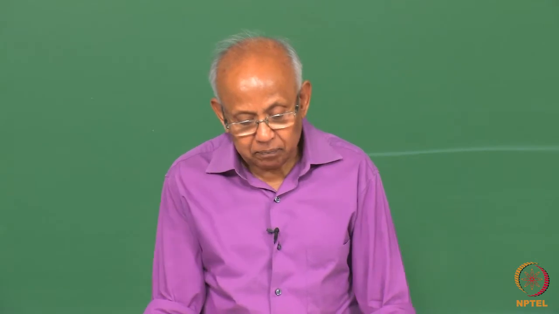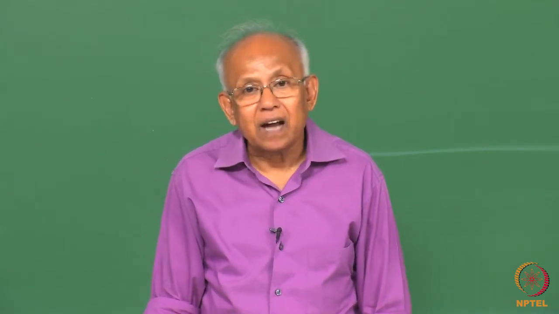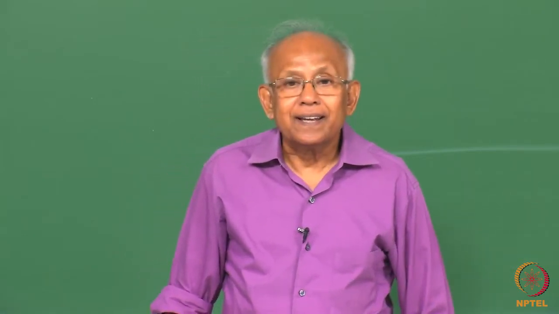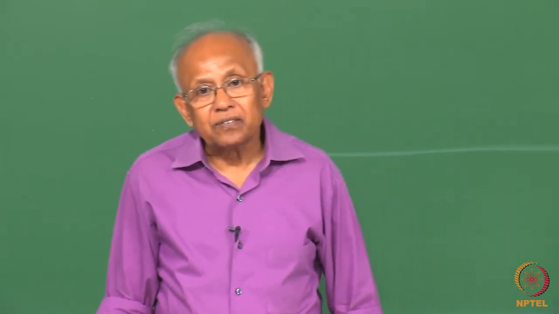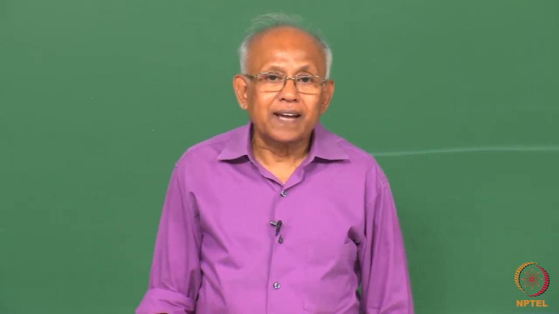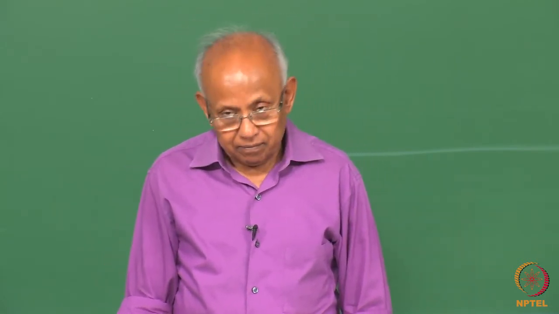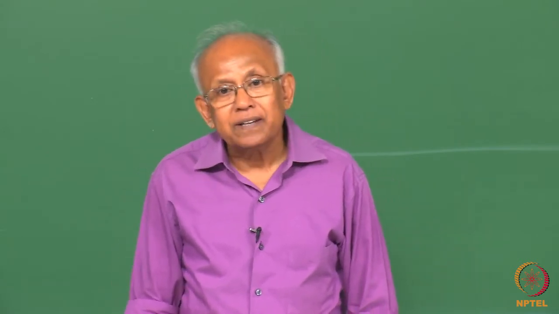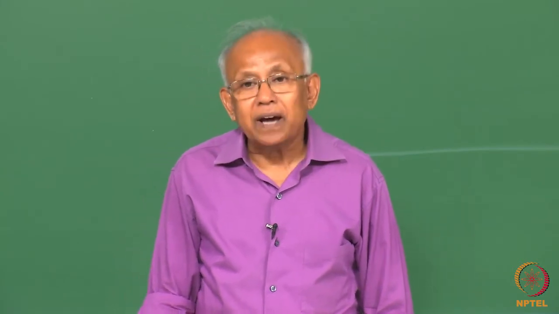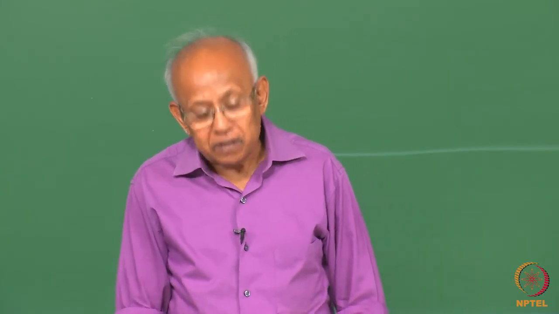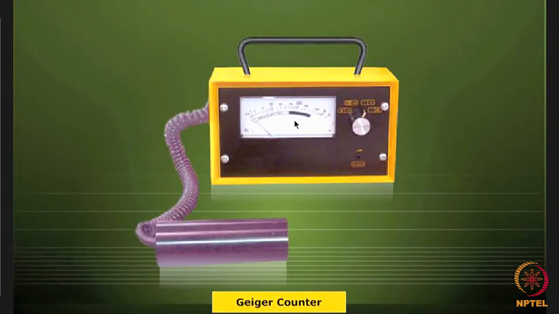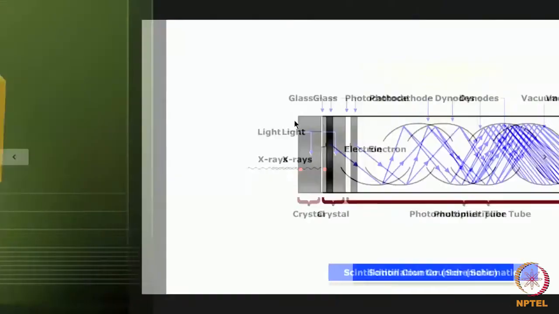So, a proportional counter and a Geiger counter are basically based on a simple gas counter, with a difference: the voltage between the cathode and the anode in a proportional counter is much higher than in a normal gas counter, and in the Geiger counter it is even higher than that of a proportional counter. So, this is a photograph of a portable Geiger counter.